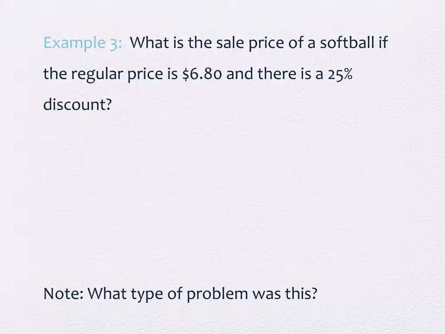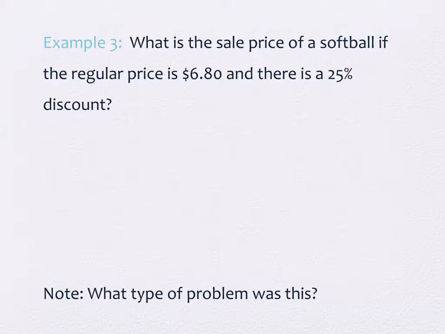So some of you are still working on your test redos, question number 7, the last one on there, where it asks you to do something with a proportion. The reason I want to do them with proportions is not because you can't do them other ways, but because percents set up so simply and cleanly in proportion form. Example 3: what is the sale price of a softball if the regular price is $6.80 and there's a 25% discount? I get it that there's more than one way to do the problem, but I want to show you this way.